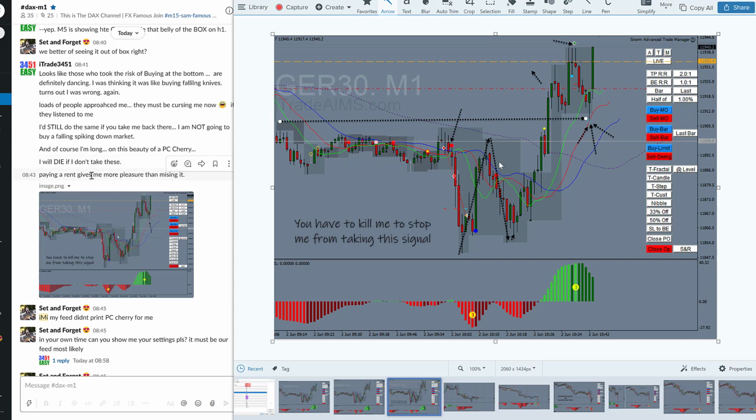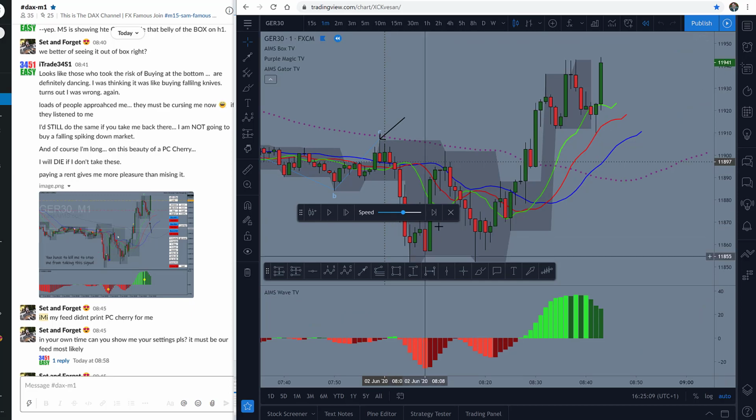Even paying rent gives me more pleasure than missing it, I say, which meant that even if it becomes a losing trade, it still gives me more pleasure than missing taking this trade, because this is the setup. This is that setup that we want to take, and that's the most important thing. Right, what's next then? Let's go.